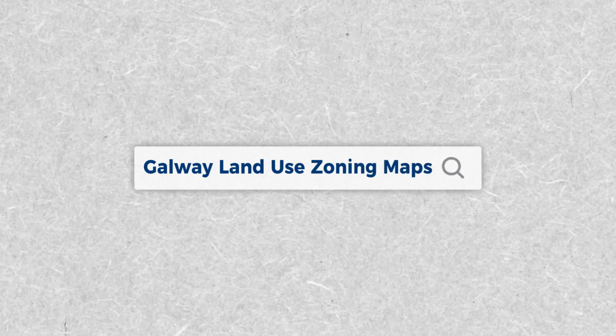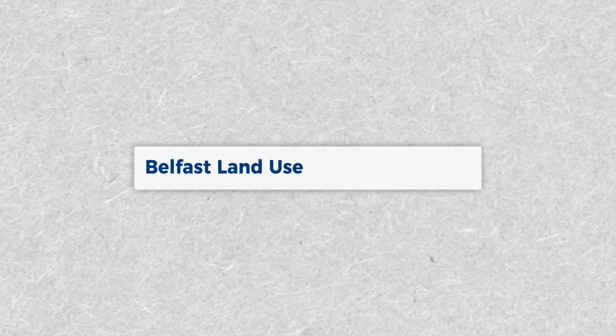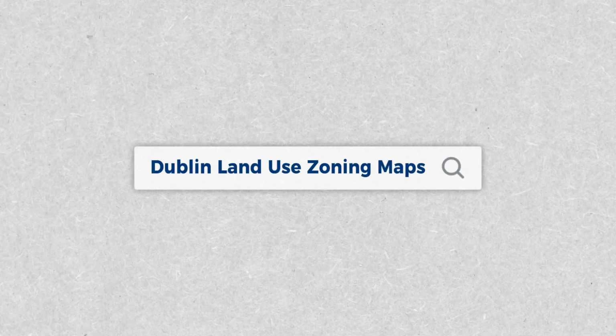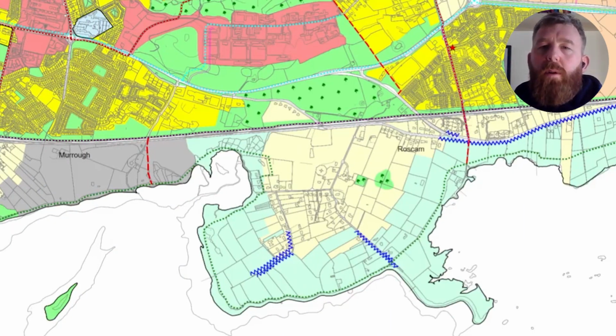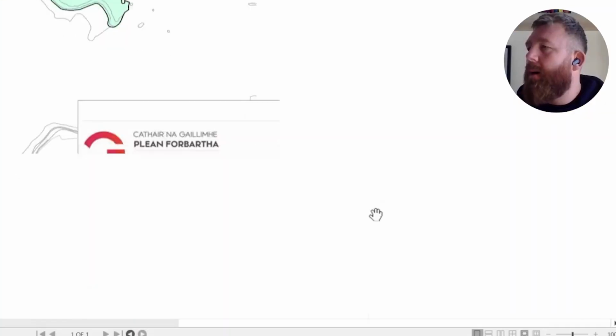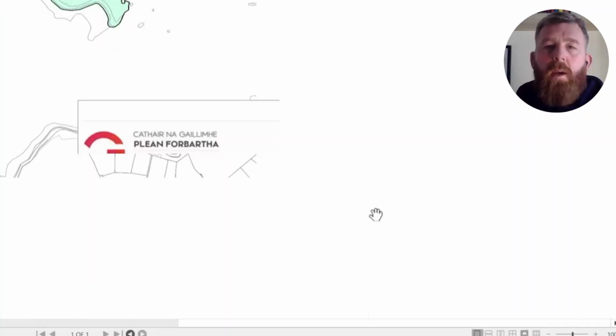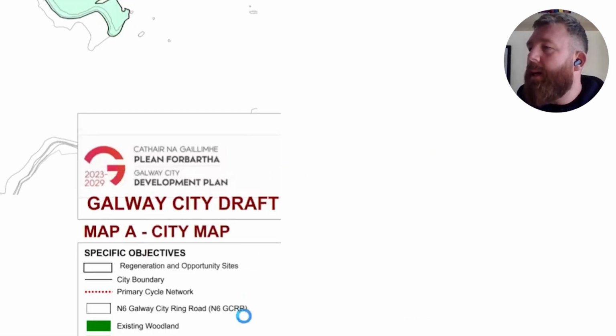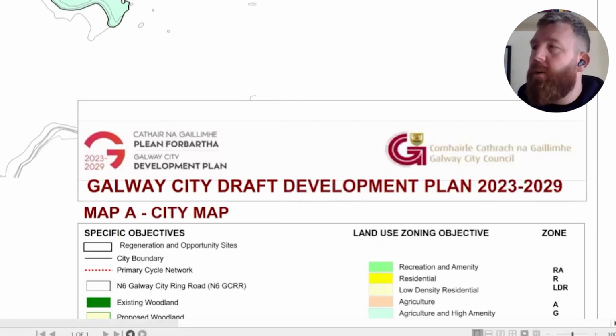Firstly, I want to show you the land use zoning map. You can find this easily. Just do a quick search. So you could search Galway land use zoning maps, Belfast land use zoning maps, Dublin, Cork. You get the drift. And all you want to do is check the key for the land use. They'll give you a key, which will come up now, which will explain the preferred use.